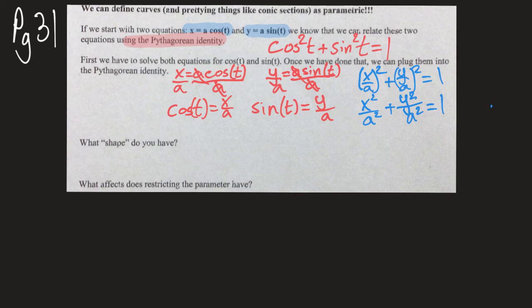So if we draw a quick little sketch of what would happen in this case, if my a and b are the same, then both the vertices and co-vertices are the same. This is basically just a circle.